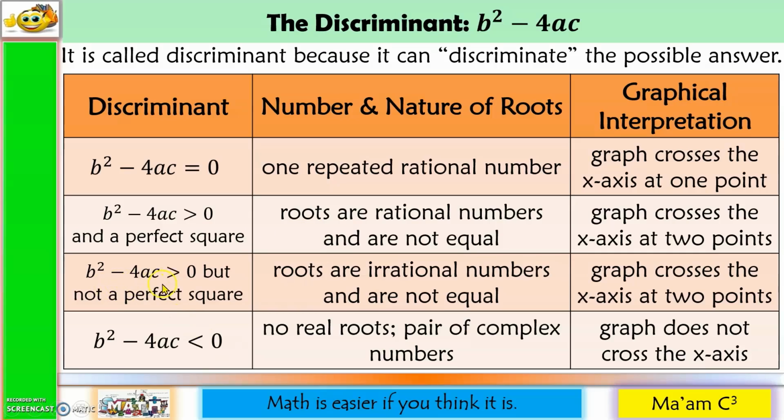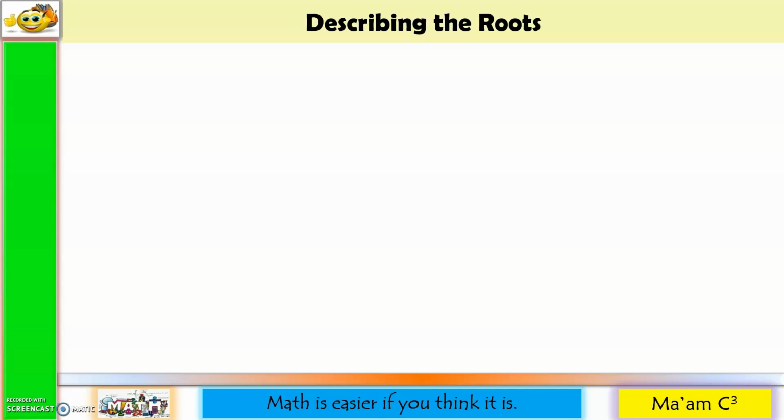If the discriminant is still greater than 0 but not a perfect square, roots are irrational numbers and are not equal. Still, the graph crosses the x-axis at 2 points. If the discriminant is less than 0, there are no real roots. Instead, we have a pair of complex numbers, and the graph does not cross the x-axis. Let us start describing the roots.